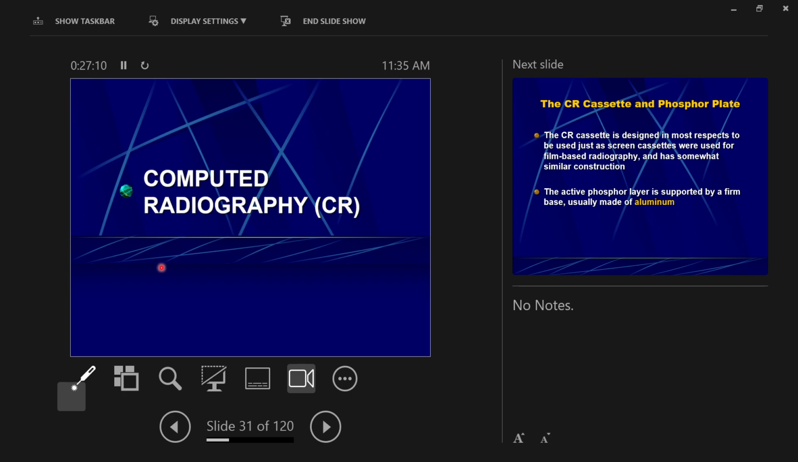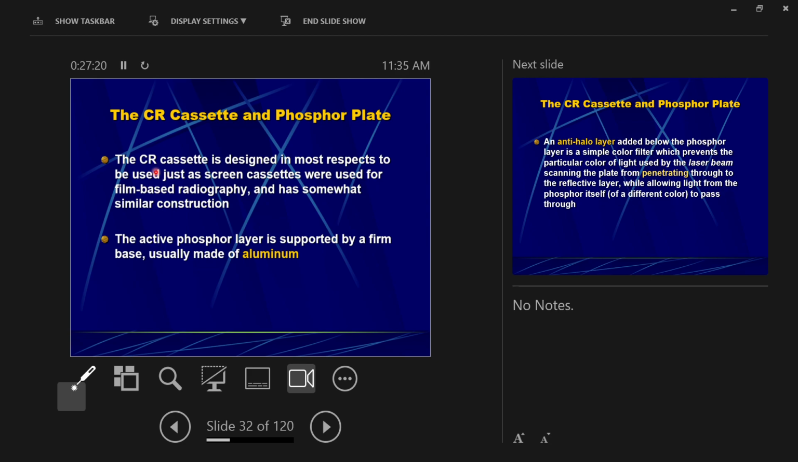So if you have to take your cassette to a processor each time you make an X-ray, each time you produce an image, you have CR. CR was designed to be used the same as screen cassettes were. Okay. You notice they're identical in shape and size, right? They function very similarly, and they have somewhat similar construction. However, they use something called an active phosphor layer that we're going to talk about, supported by a firm base made of aluminum.